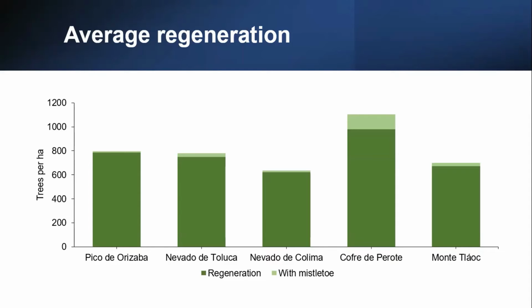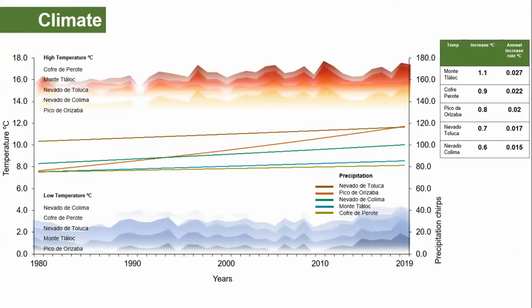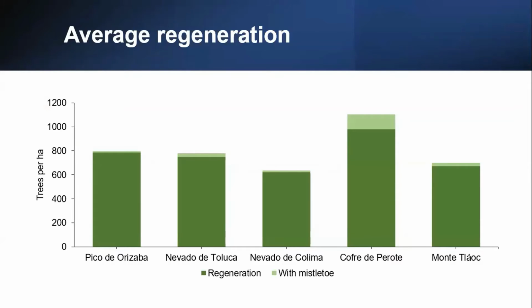Why this special attention? Because we used the climate tendency of the last 40 years in this study area. We found that Monte Tlaloc and Cofre de Perote have the highest increase in temperature, 1.1 and 0.9 respectively, which I think is very high. And maybe this is the reason why we have many sick individuals in Cofre de Perote and Monte Tlaloc.